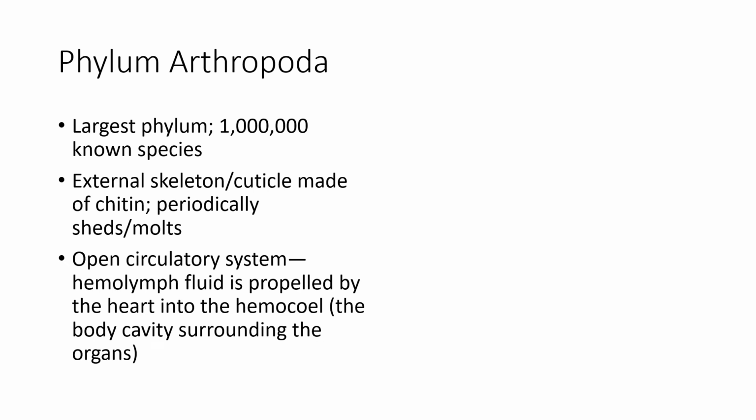Now, Phylum Arthropoda, these are, again, they have cuticles that shed, just like the nematodes. That's why they're in this clade. The largest known phylum. There are 1 million different species of insects that we know of, and they are assuming that there are many more. The cuticle is made of pretty chunky stuff. It's made of chitin, and again, it periodically sheds or molts.